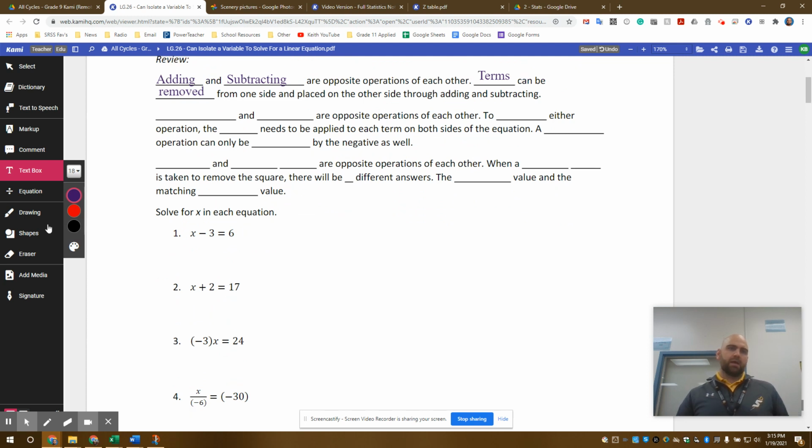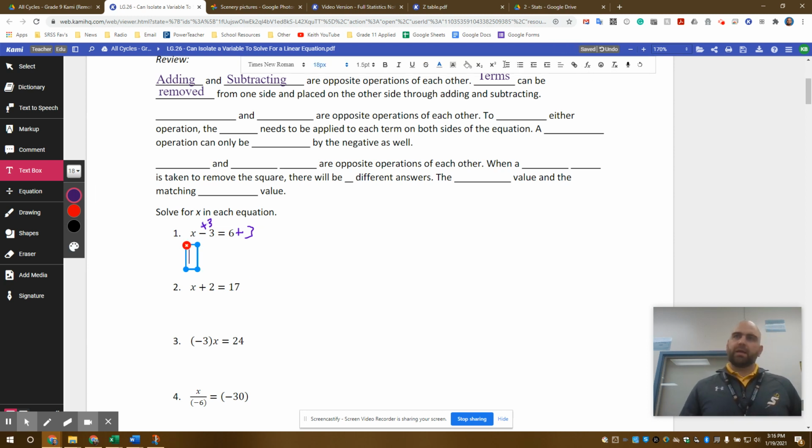So just taking a look at a couple of examples here, we'll go through them right away. We have x minus 3. To get rid of the 3, we're going to add 3, and we're going to add 3 to both sides. When we do that, we isolate our x on this first side here, and on the other side we do 6 plus 3 and we get 9.